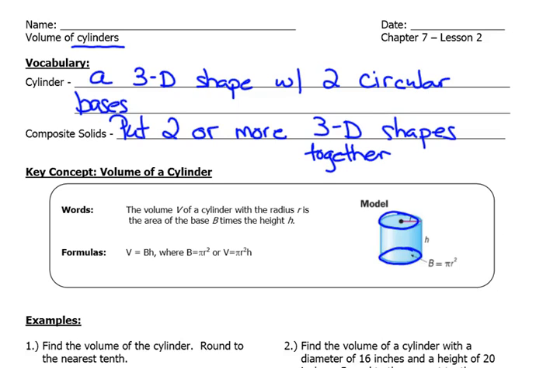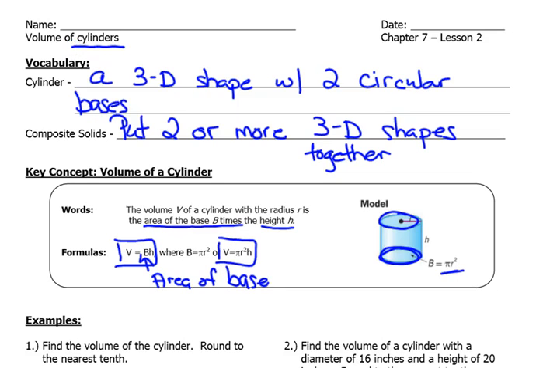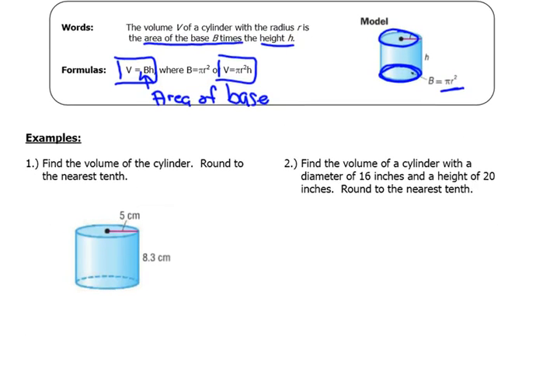Okay, so in words, the volume of a cylinder with the radius r is the area of the base times the height. Well, in this case, our area of a base is a circle, and we know from last year that in order to find the area of a circle, it's pi r squared. So you can either write the formula as volume equals big B H, where big B stands for the area of the base, or you could write it as volume equals pi r squared h. Either one is going to work for you. Okay, so let's just get right into some practice.